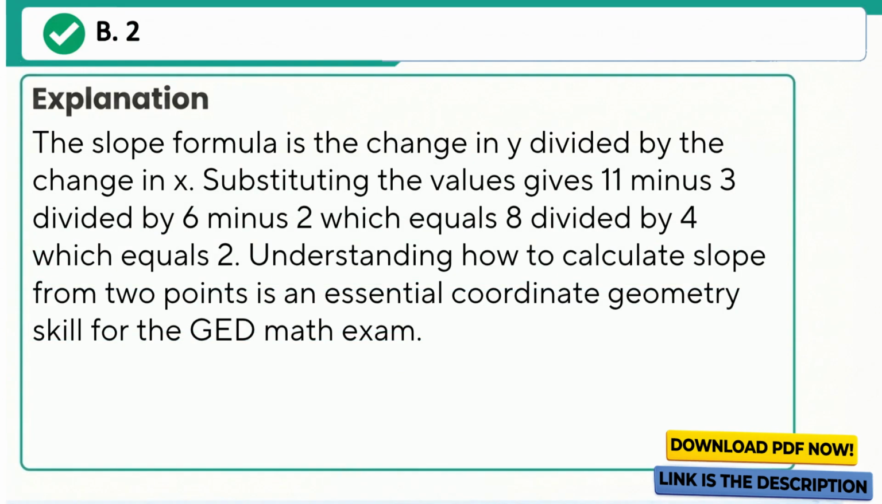Explanation. The slope formula is the change in y divided by the change in x. Substituting the values gives 11 minus 3 divided by 6 minus 2, which equals 8 divided by 4, which equals 2. Understanding how to calculate slope from 2 points is an essential coordinate geometry skill for the GED Math exam.